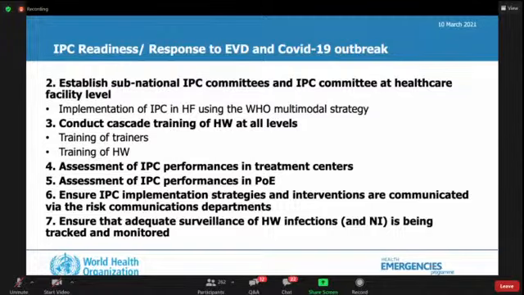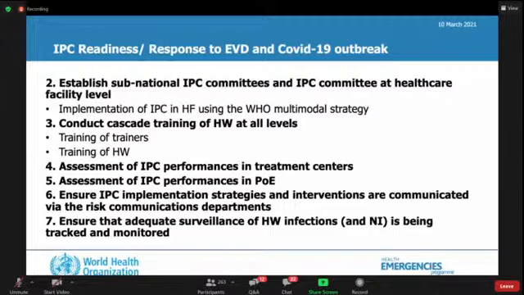We need to conduct a cascade training for all the health workers. We cannot assume that health workers are applying the measures just because the measures exist. We really need to train them and to monitor what they are doing in the healthcare facility. There is this WHO multimodal strategy of implementing IPC in health facilities that needs to be taken into consideration.